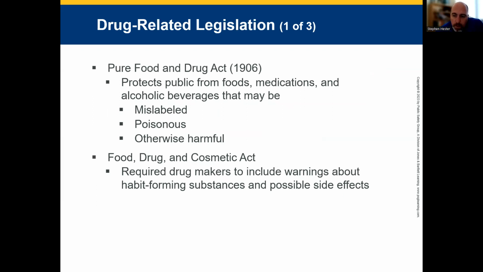Some drug-related legislation: the Pure Food and Drug Act in 1906. This was the first federal drug-related legislation in the United States, and it protects the public from foods, medications, and alcoholic beverages that may be mislabeled, poisonous, or otherwise harmful. The Food, Drug, and Cosmetic Act required drug makers to label their products, indicate whether they contain potentially harmful substances, and to include warnings about possible side effects. Okay, it authorized creation of the FDA. It mandated that dangerous drugs could be dispensed only with a prescription.